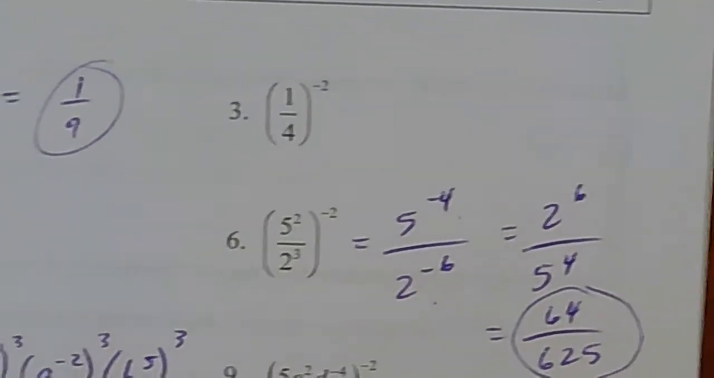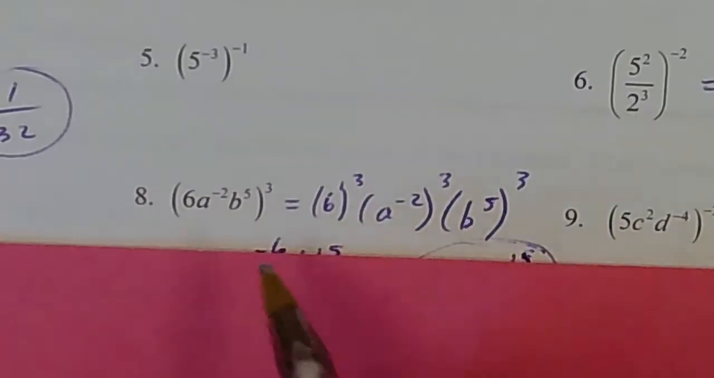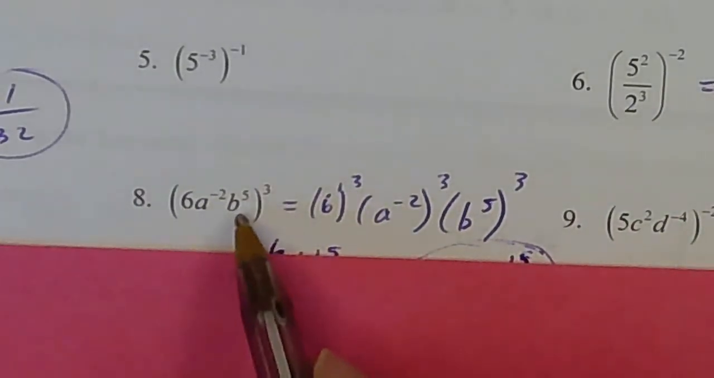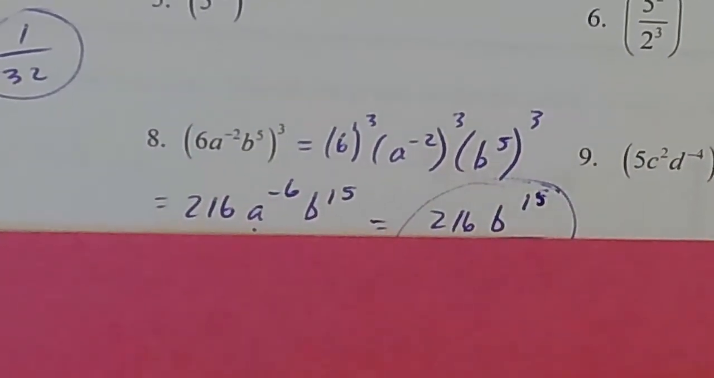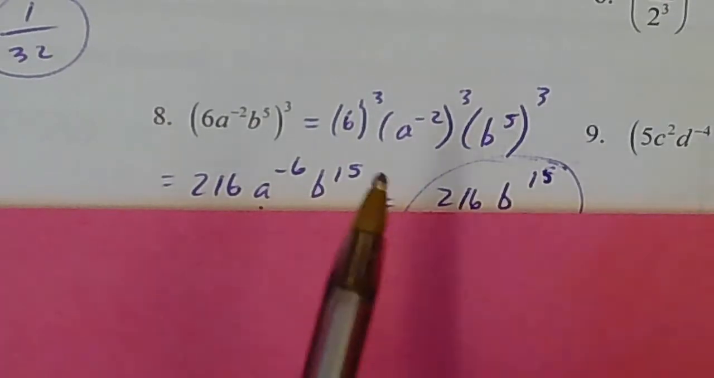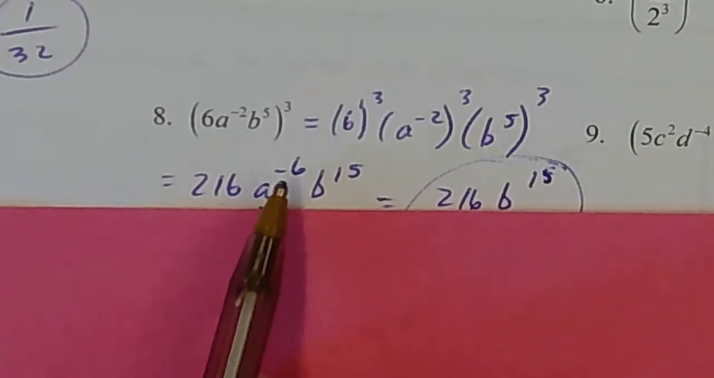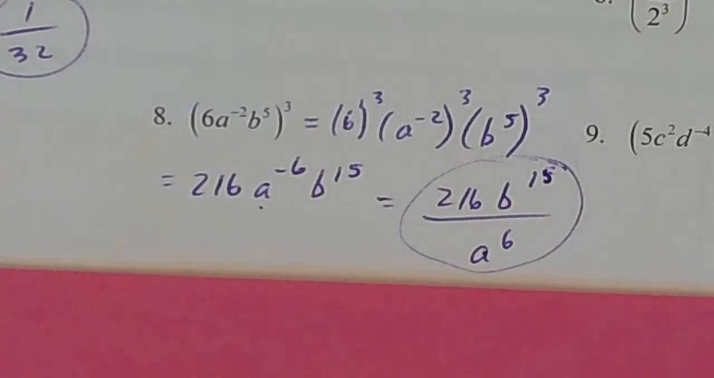Okay. And here's 8. Now we have multiple things raised to the third power. All of these need to be raised to the third power. So that produces this result. And then a to the negative 6 still needs to be addressed. That needs to go in the denominator. So there's the final answer. Okay, pause the video and try 1 through 11 odd, and then I'll give you some feedback on that.